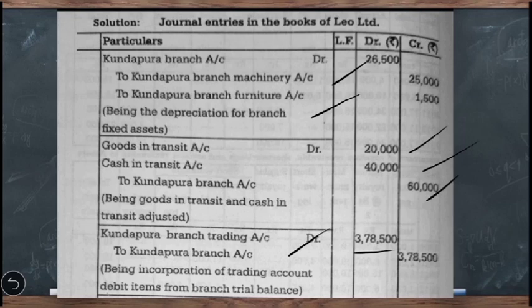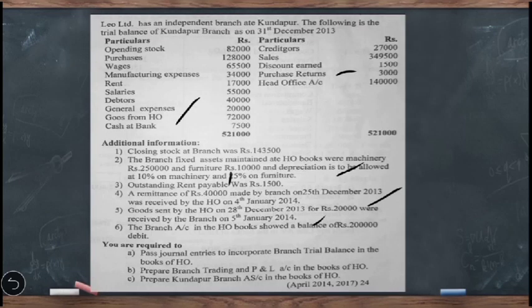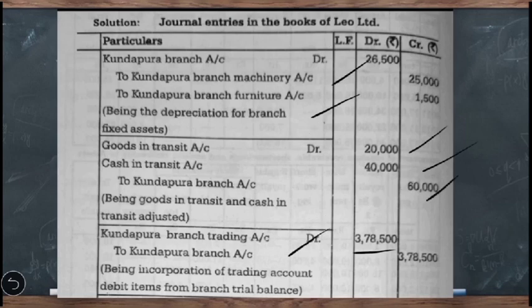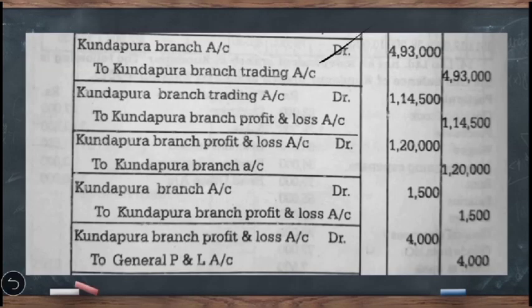After this first incorporation entry, the second incorporation entry will be for incorporating the credit items of the branch trading account. Now, what are the credit items we come across in this question? The items will be sales amounting to 3,49,500. Then we have to include closing stock. We don't have any sales returns or goods returned to head office. Okay, we have only two items, that is sales 3,49,500 and one more item, closing stock. Now, what is the entry for incorporating this credit item? The entry will be Kundapur branch account debit to Kundapur branch trading account amounting to total of 4,93,000.